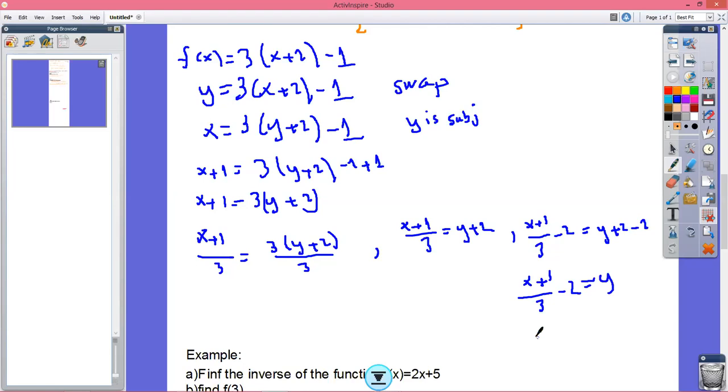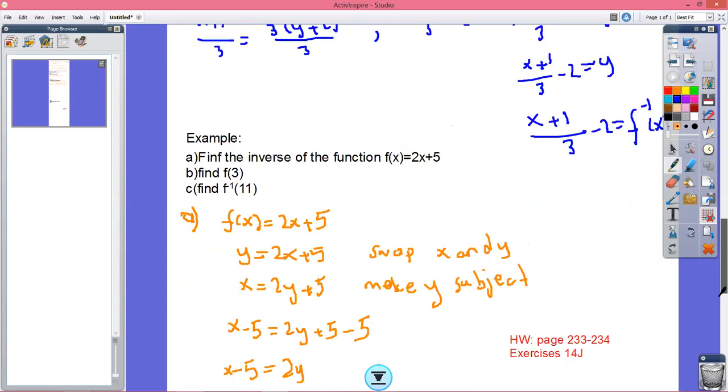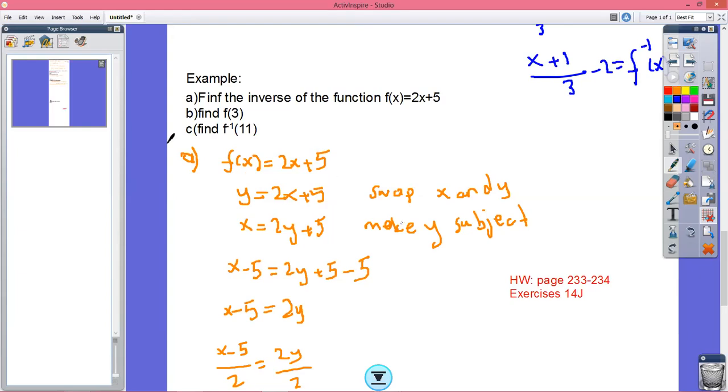Now our inverse function will be here, X plus 1 over 3 minus 2, which is equal to F minus 1 in parentheses X. Now this is the way we are going to find the inverse function. We just write the function, swap X and Y, and after that make Y the subject and solve it. At the end, put the inverse function sign.